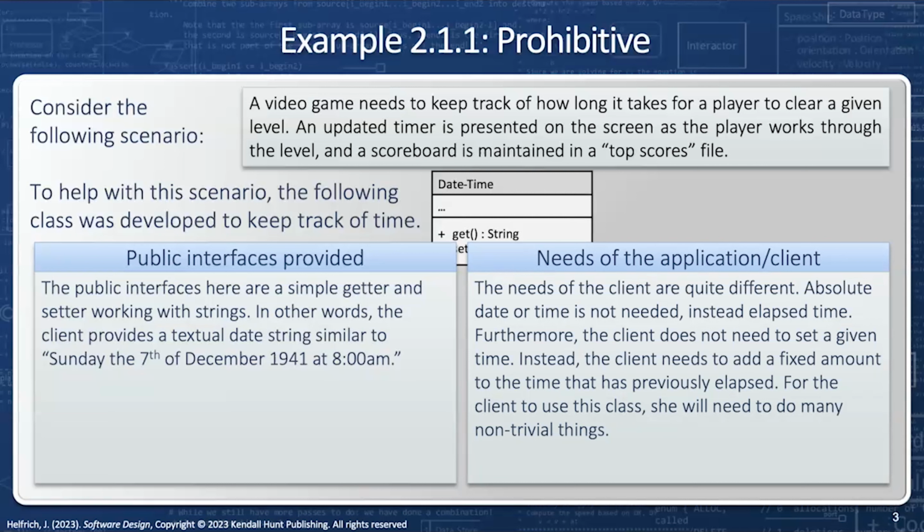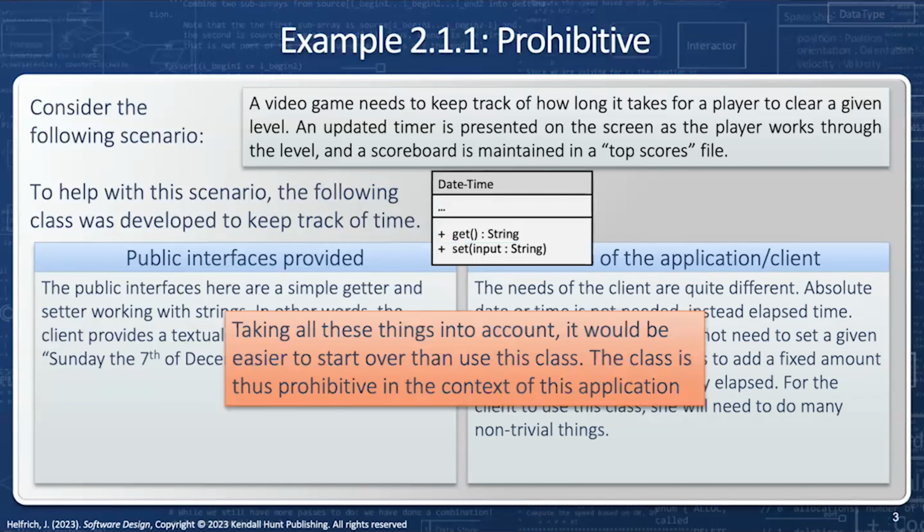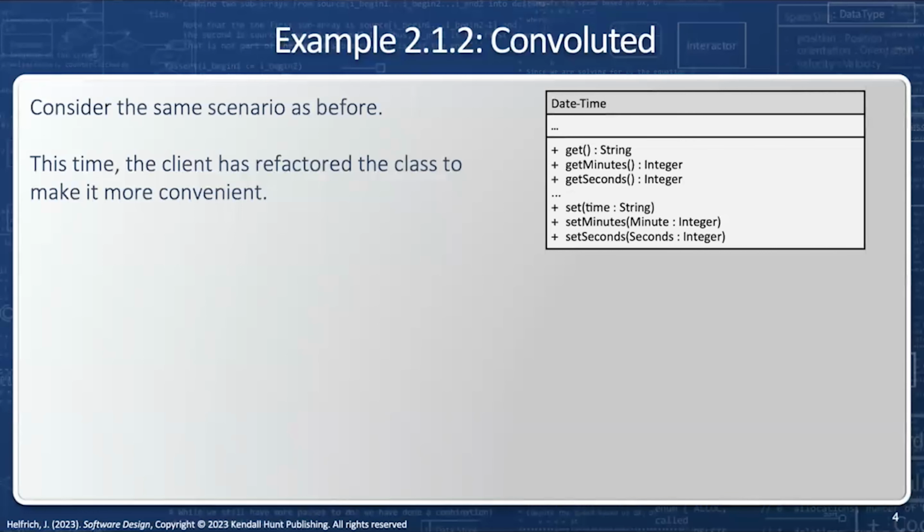For the client to use this class, she will need to do many non-trivial things. Taking all these things into account, it would be easier to start over than use this class. This class is thus prohibitive in the context of this particular application. All right, let's try again with the same scenario.